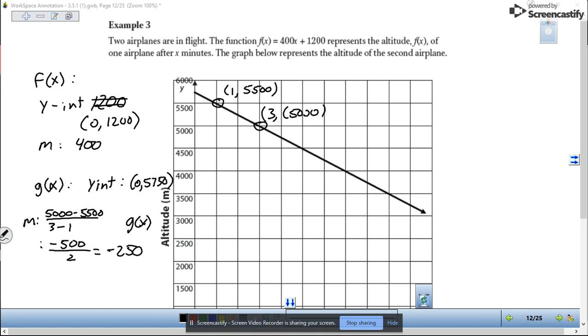So this plane is decreasing in altitude by 250 feet per minute, while the other one's increasing. So you could eventually use that to figure out where the two will cross. Hopefully you get the idea with this, but really it's just comparing different types of linear functions, okay? So after you're done with these videos, go ahead and work on Walsh 351, and then move on to videos for 352, which is comparing exponentials.